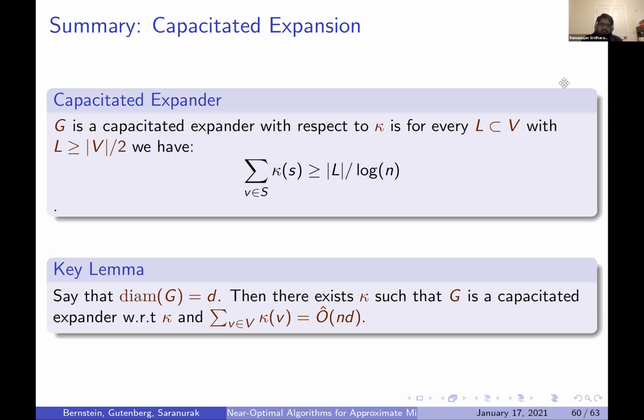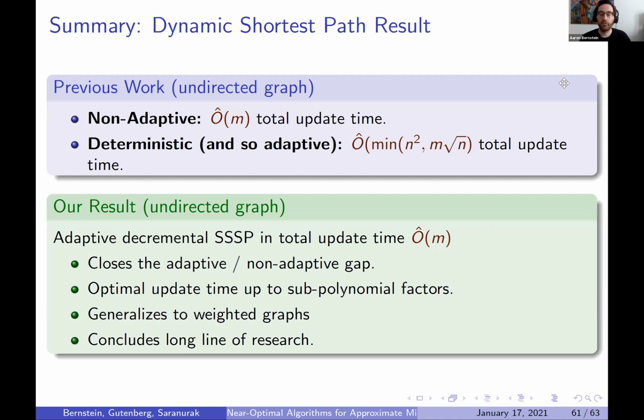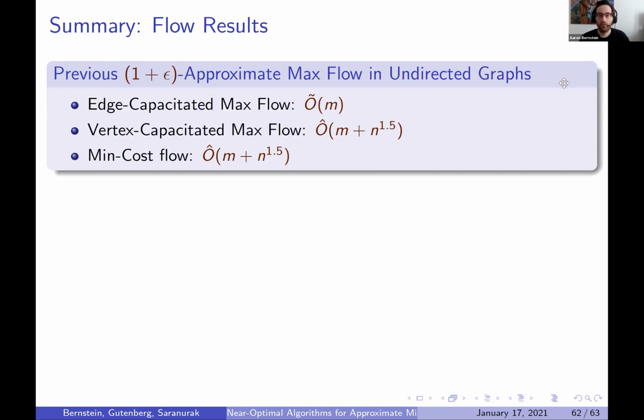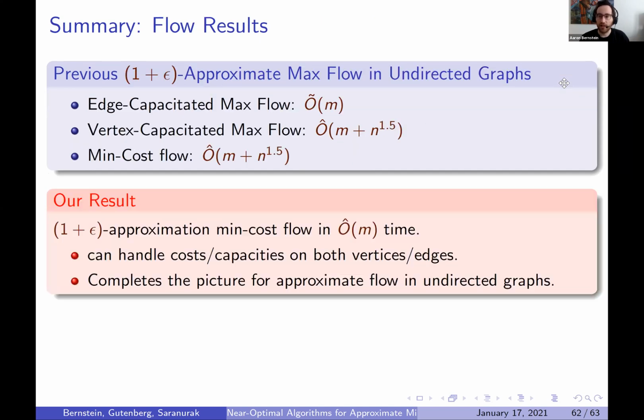So to quickly summarize the results themselves, for shortest paths, there was a fast non-adaptive algorithm, but the adaptive algorithms were slow, and we bridged the gap and get a fast adaptive algorithm and basically settle this problem. For max flow, there was a fast algorithm. For approximate max flow, there was a fast algorithm only for the edge capacitated case, and we show how to extend it to vertex capacities or to costs. So we kind of solve the whole gamut, and we basically settle the picture for approximate flow in undirected graphs.